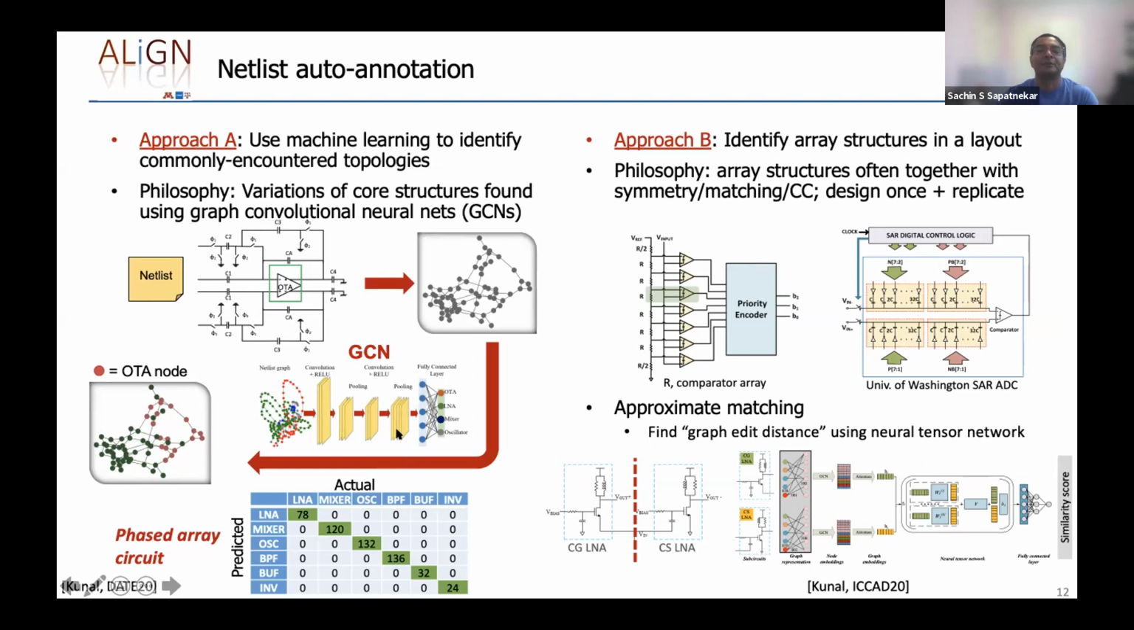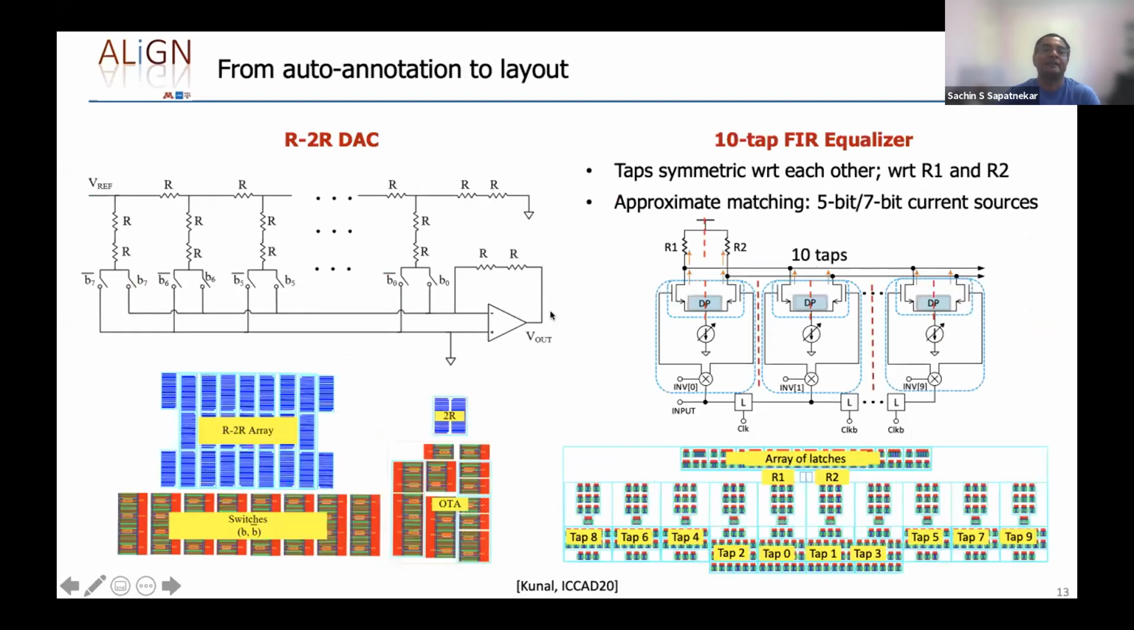So by using these approaches, we can annotate specific structures, or we can discover hierarchies, and we can discover patterns that must be obeyed in the layout. So this, for example, shows the layout of an R2R DAC. And you can see that we identify an R2R array over here. The switches are kept separate from the array.